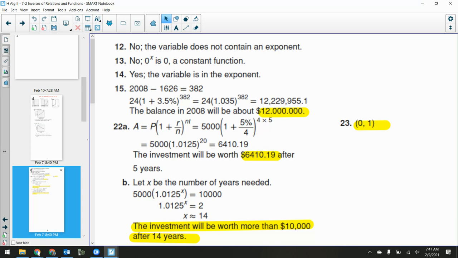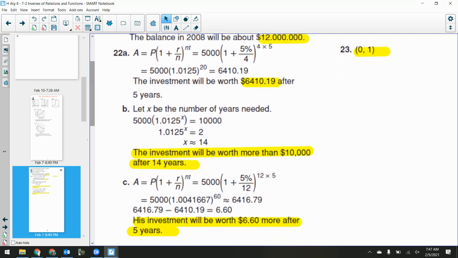That basically just means, when do I actually take the interest? When do I actually evaluate what's in the account and then compound the interest based on the amount in the account? So it happens 4 times a year. That's why it's compounding quarterly there. So you take your 5%, divide it by 4, and raise it to the 20th power because it's 4 times 5. We see 23 over there. And then there is part C for 22.